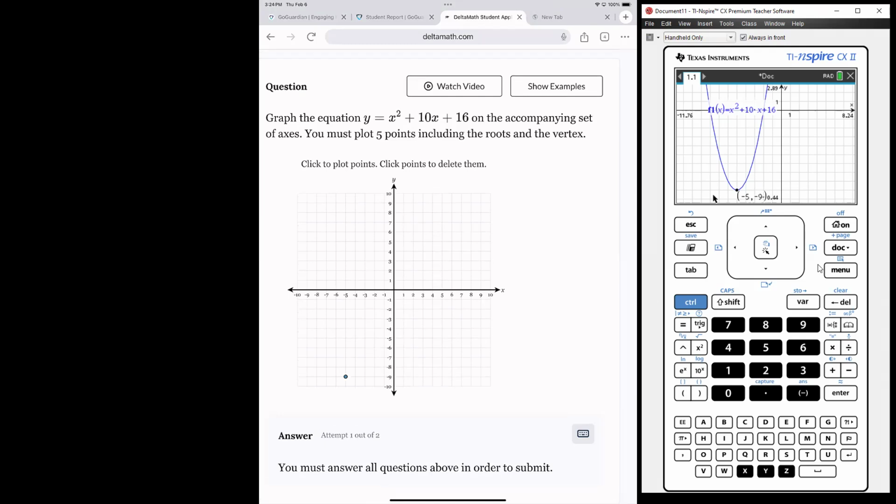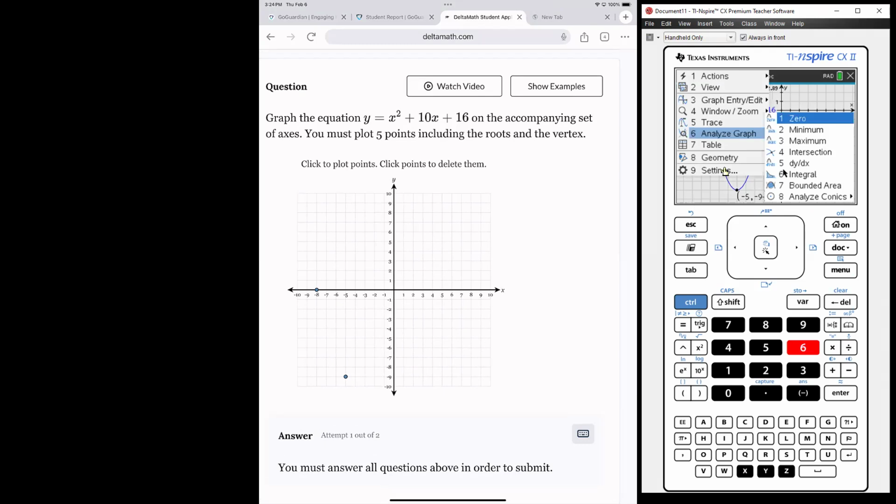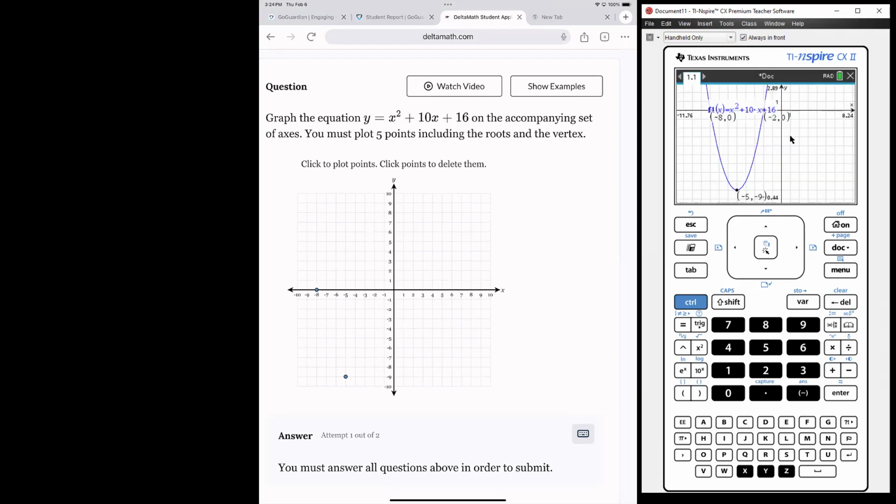Now I'm going to find the zeros. So I'm going to do menu 6, 1. And then my first one is here, and that's (-8, 0). So I'm going to plot that. And then my other one is going to be menu 6, 1 again. And I got that one. So it's (-2, 0). So there you go. So I got 2 points. Now I need one more point. So all I'm going to do is, let's see, I'm going to do menu 5, 1. And I'm just going to type in -4.